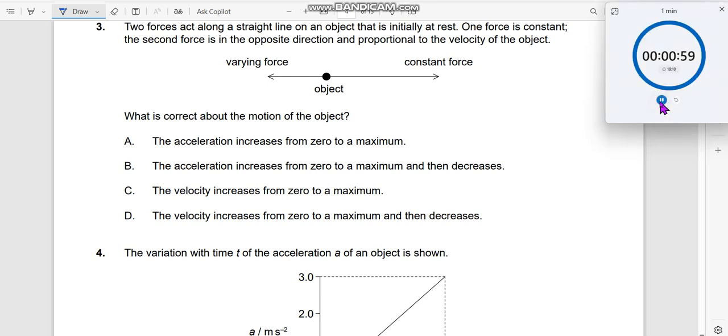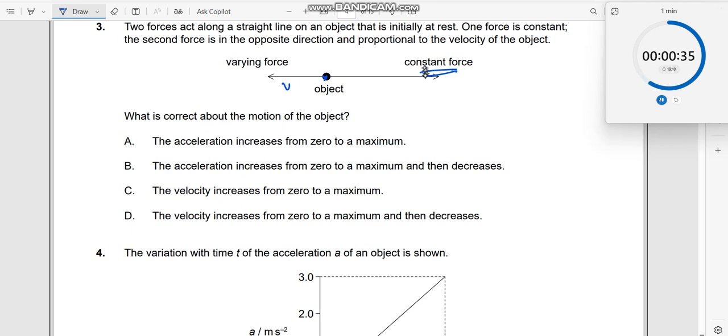Question number 3. Two forces act along a straight line on an object that is initially at rest. Initially at rest, it's not permanently at rest. One force is constant. The second force is in the opposite direction and proportional to the velocity of the object. Which means what? The moment it gains a velocity over here, this will also act simultaneously, which is proportional to the velocity. What is correct about the motion of the object?